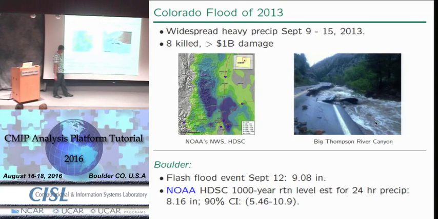Essentially, they say that the 1,000-year return level for 24-hour precipitation is 8.16 inches. So we're sort of on the order of, and you can see that the actual estimate falls within that confidence interval that they give. So we're on the order of a 1-in-1,000-year event, according to the official government estimates. Okay?